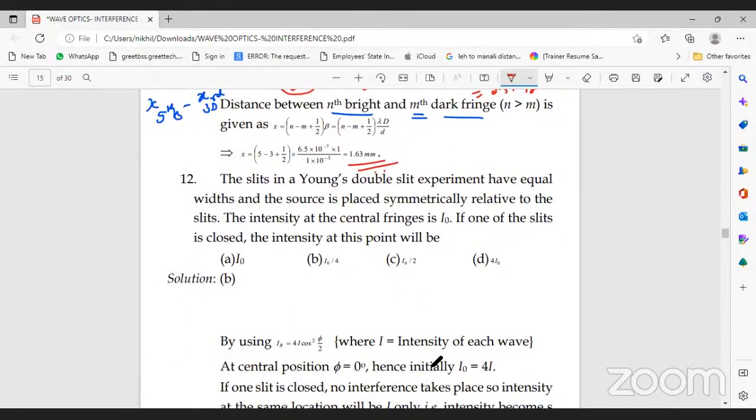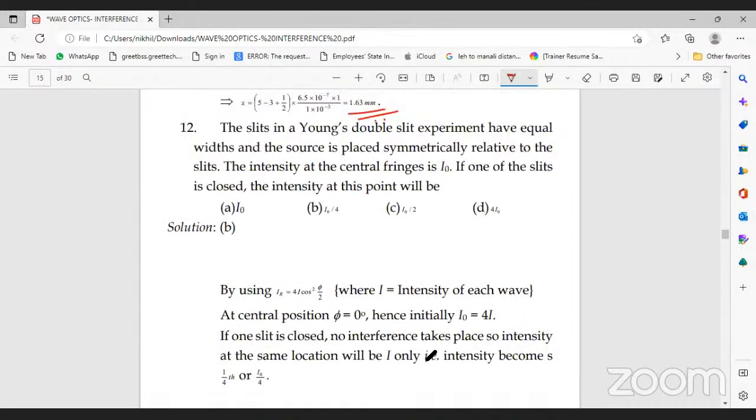You try this. You try the 12th one. I have explained in the synopsis.